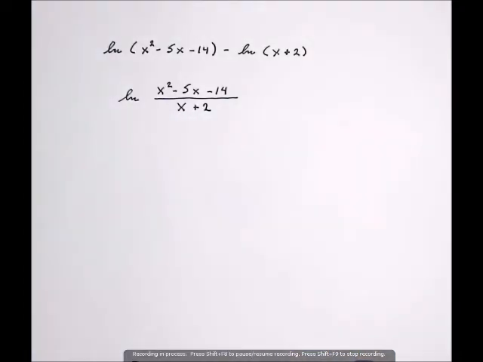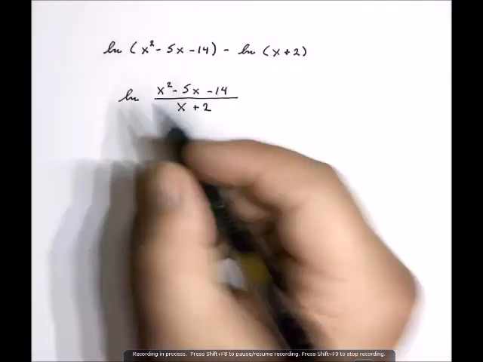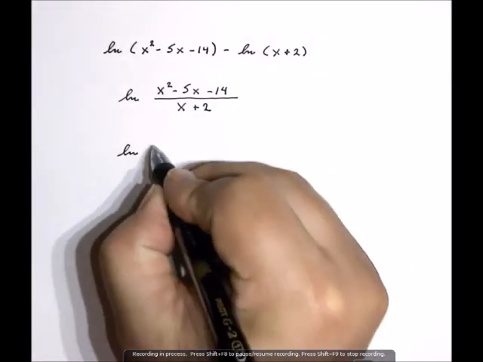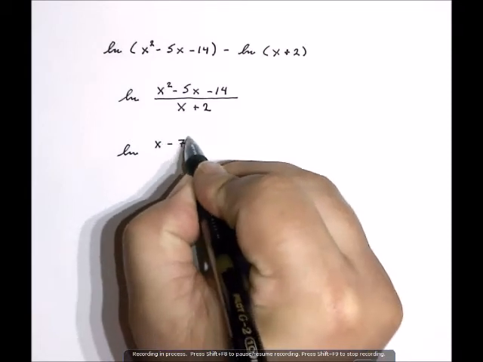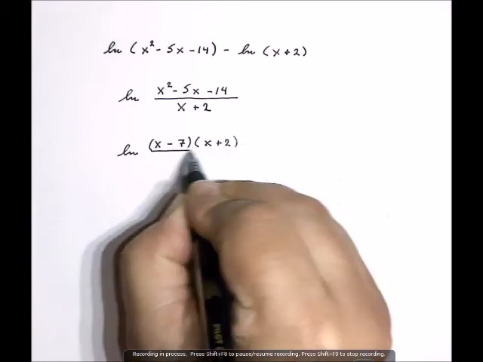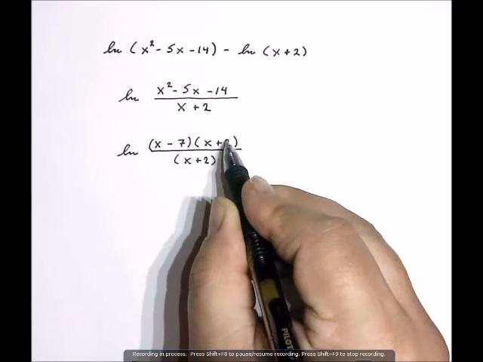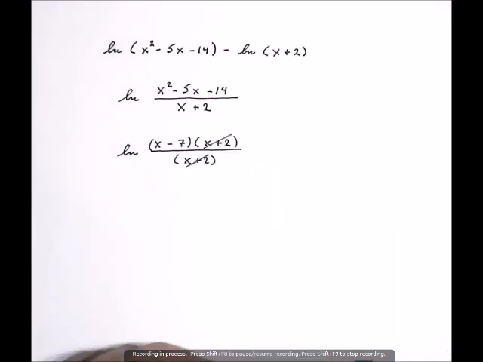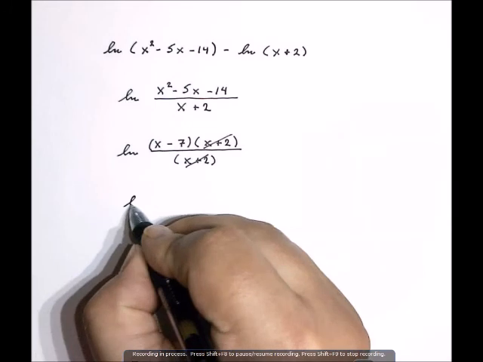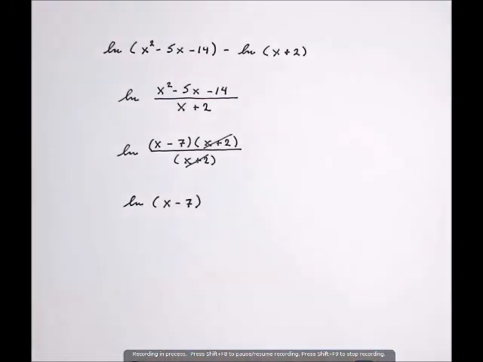And now you're going to run into a few of these. We're going to have to see if it simplifies. Whenever you're done with these, see if you can simplify anything. In this one, we can factor this. And now I have factors of x plus 2 in both numerator and denominator, so they will cancel. And we're just left with the natural log of x minus 7.